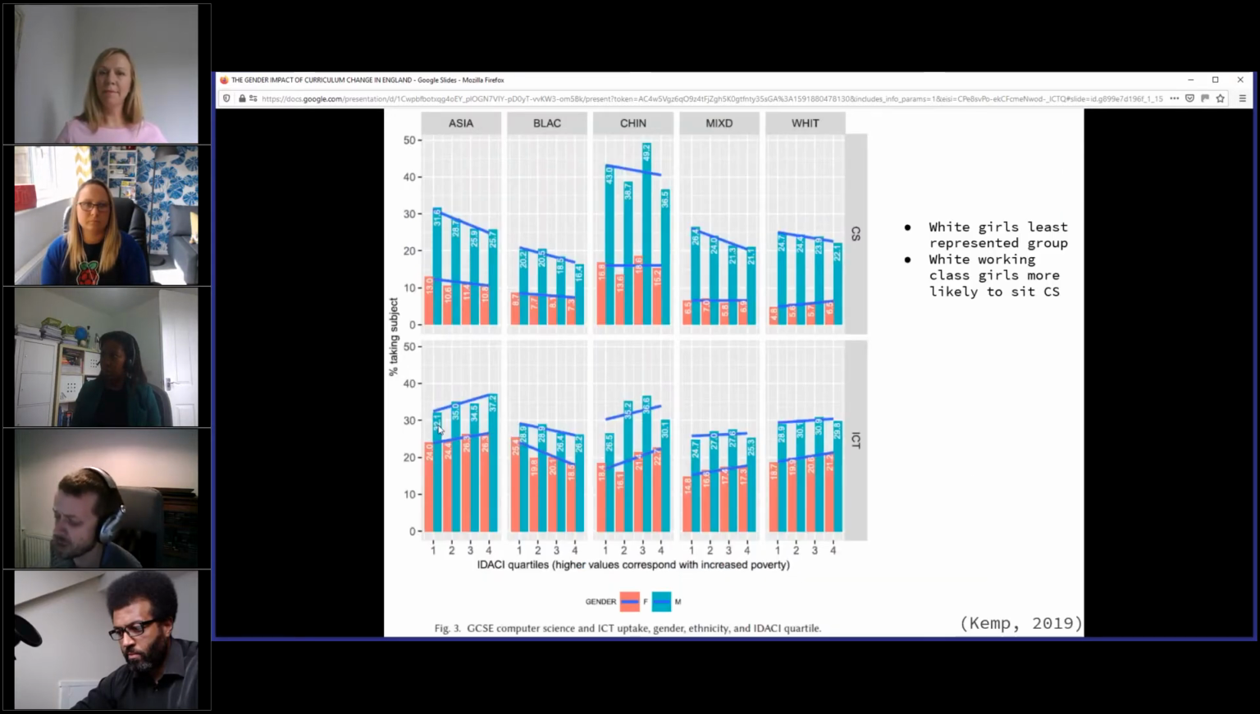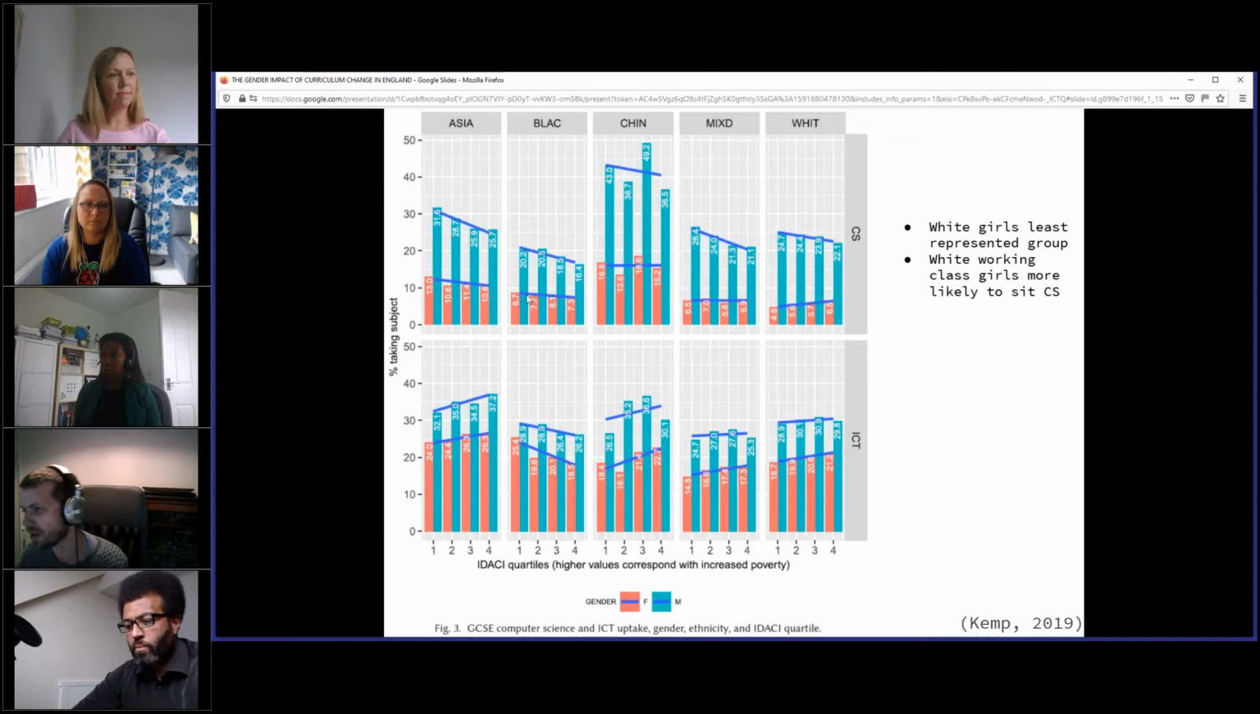And another angle on diversity is around ethnicity. And we've broken it down. This is the governmental breakdown here: Asian students, Black students, Chinese students, mixed race students, and white students. And you can see that for females, the lowest bars are actually in white students. So amongst all the groups of females taking computer science, white students are the worst represented female group, with Chinese students being much higher represented, though the number of Chinese students is very low.